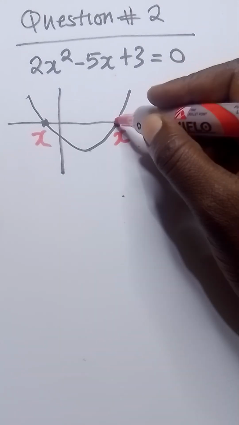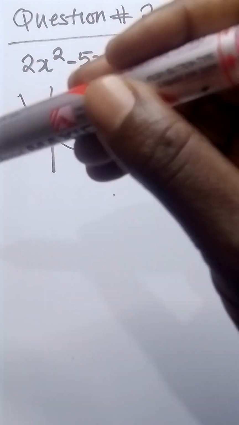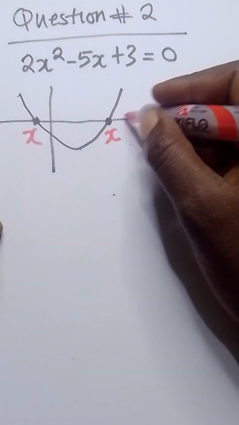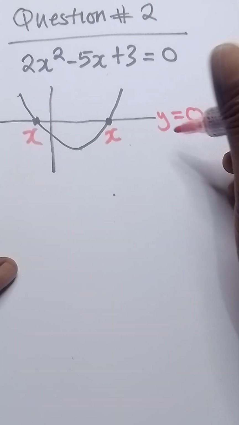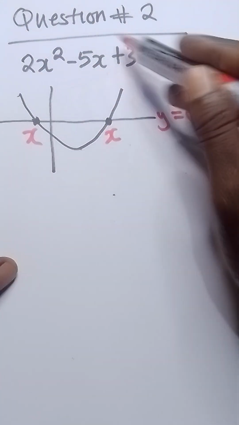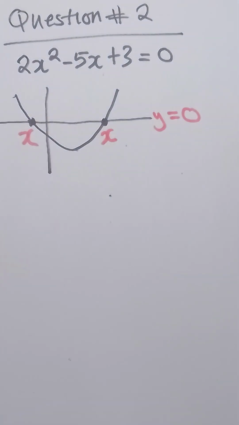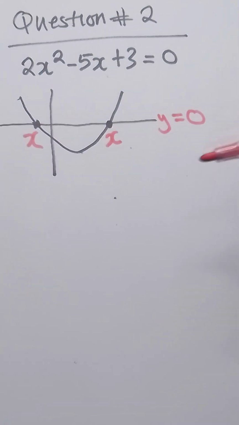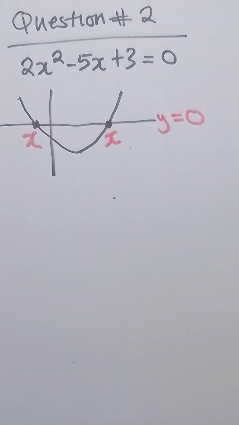So the roots of this equation are found on the x-axis. On the x-axis, y is equal to 0. So in short, when this whole equation is equal to 0, those are the roots for this particular equation. So in short, we just have to factorize this for us to find the roots, isn't it? So we are using the factorization method.